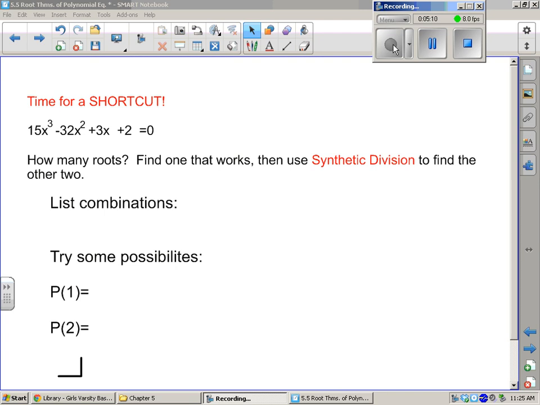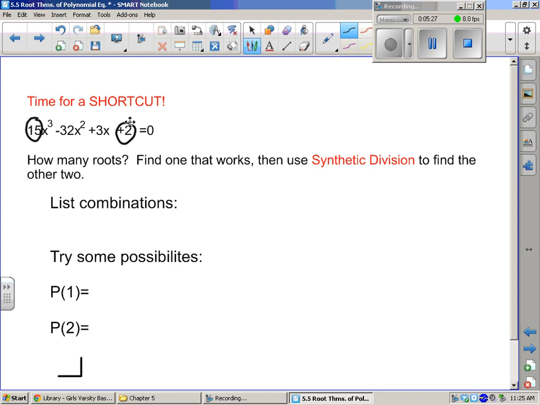We want to still find all the combinations, and we're still going to have to try some to find one that ends with a 0. All the possibilities. But we're going to use synthetic division for this because it's faster and more fun. So, list combinations. We've got to have the 2 and the 15. For the 2, I'm going to write down its factors. For the 15, it's either 1 and 15 or 3 and 5.